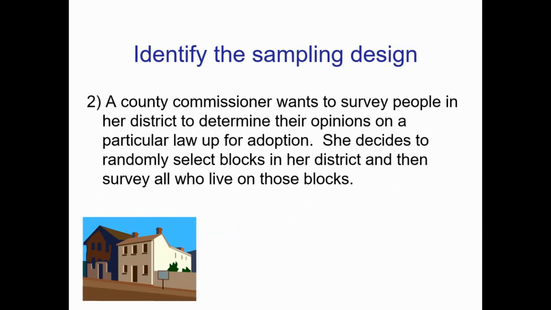Next one. A county commissioner wants to survey people in her district to determine their opinions on a particular law up for adoption. She decides to randomly select blocks in her district and then survey all who live on those blocks. What kind of sample do y'all think this is? That's a cluster. Yep. This last sentence gave it away: survey all who live on the blocks. That's cluster.